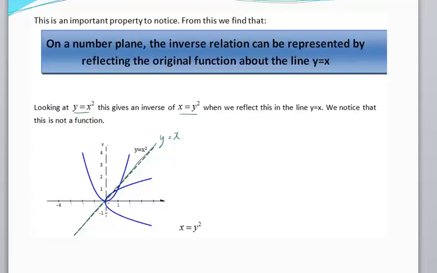So we notice that this is not a function. Remember we had our vertical line test to see if it was a function. Our first curve here is a function. However, our second curve we are cutting twice, so it is not a function. And we can rearrange this if we want: y squared is equal to x, so y is equal to the square root of x.